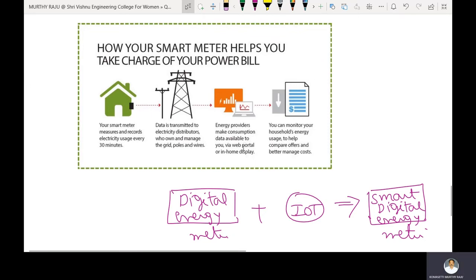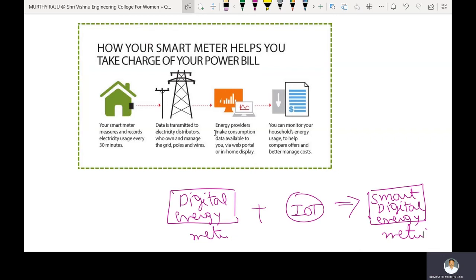The energy providers make consumption data available to you via web portal or in-home display. Based on those readings, the utility companies generate the amount. That amount is displayed in the smart energy meter. That is the reliable one. Human interaction is not involved here. Directly, this is machine to machine communication. In the previous case, more time is required for their actions. In this case, it provides real-time monitoring of electricity. Its reliability is more.